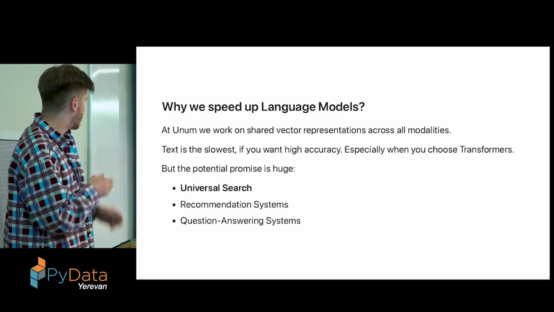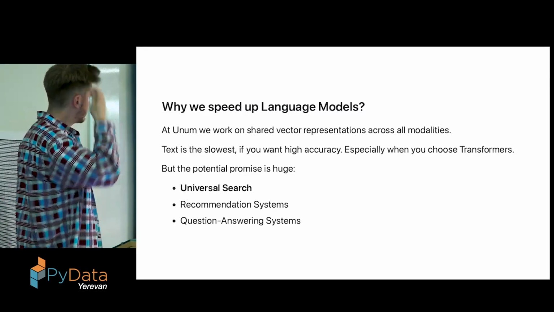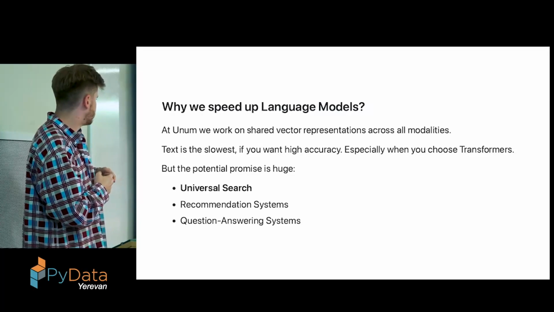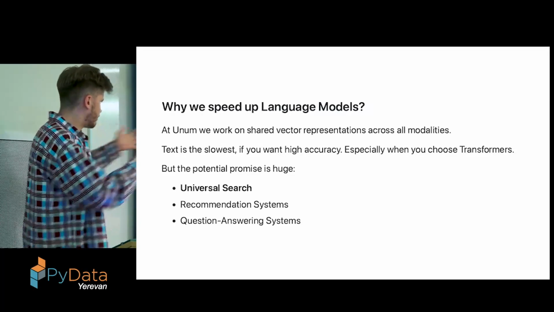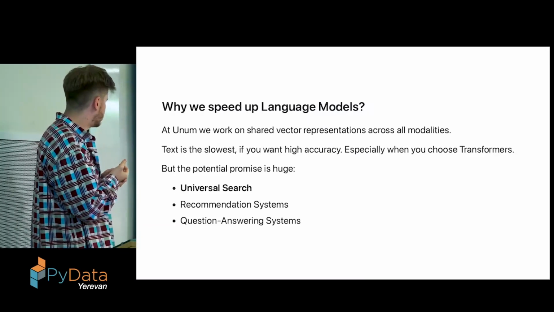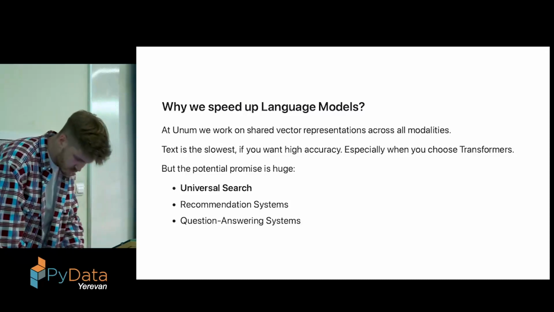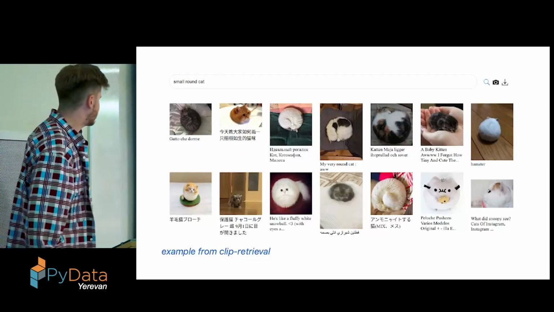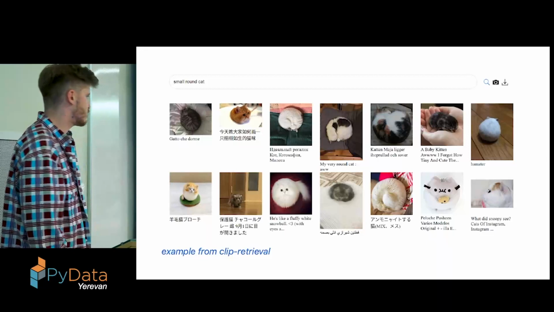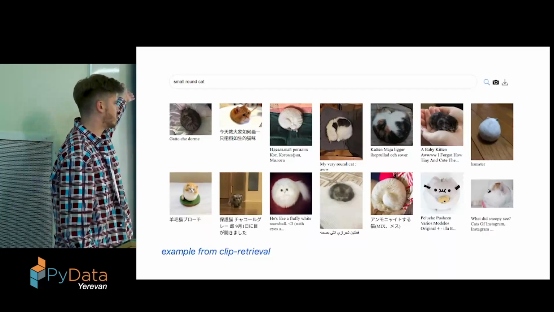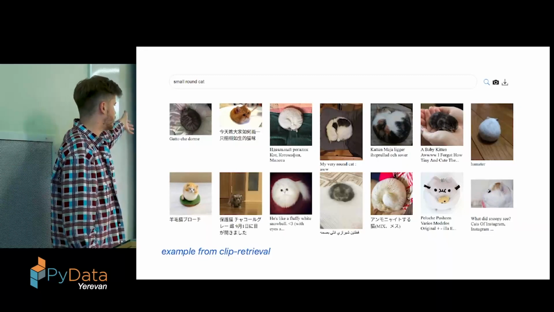Actually, fast encoders are also needed in recommendation systems and question answering systems. So that's what the universal search engine looks like. You can write a textual query and get images as a result.